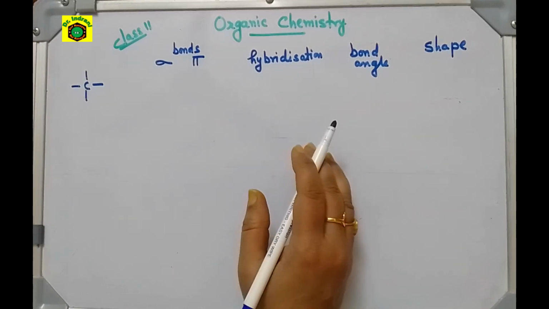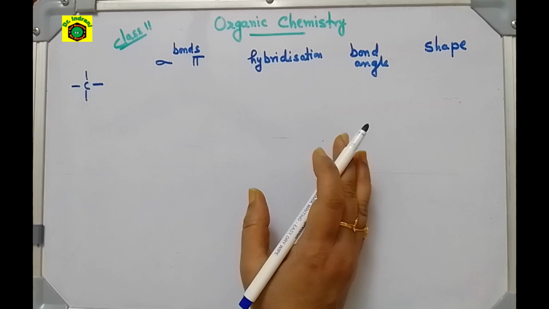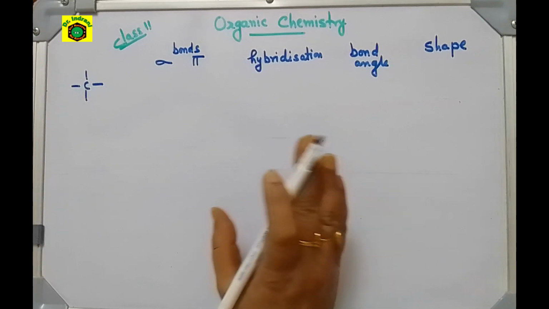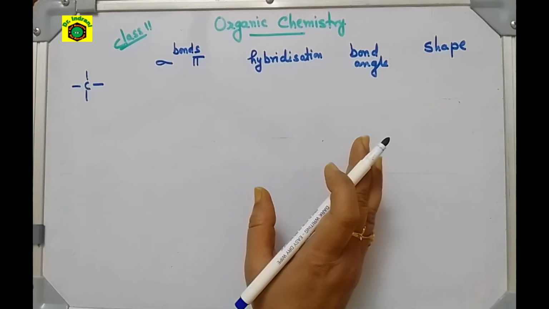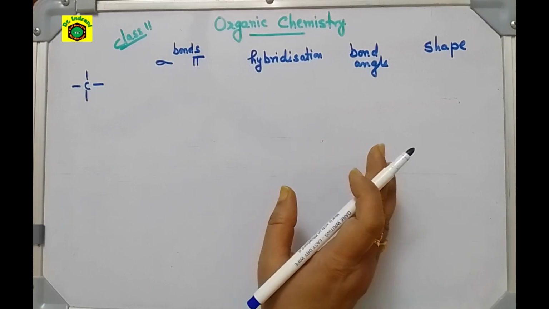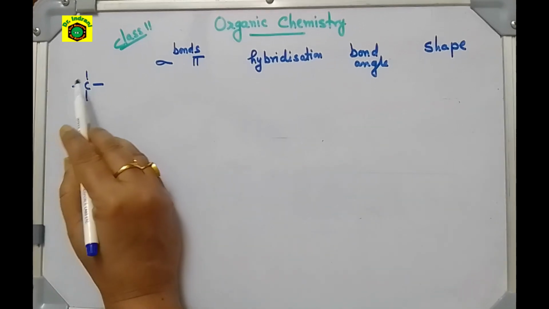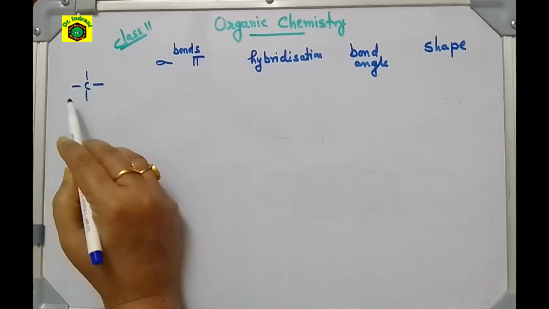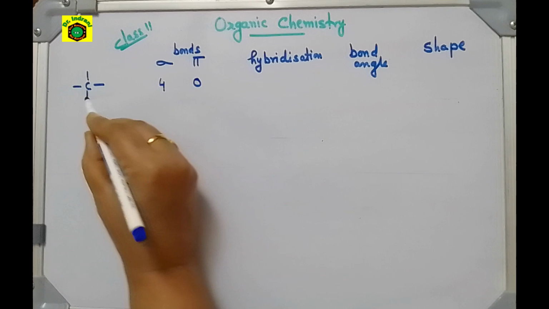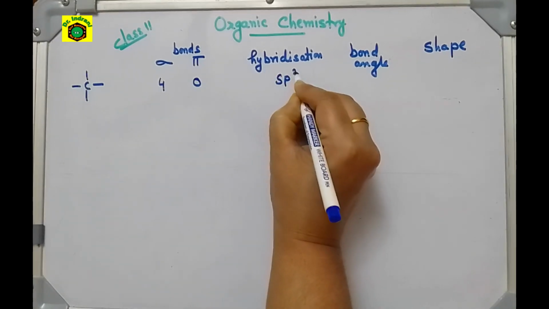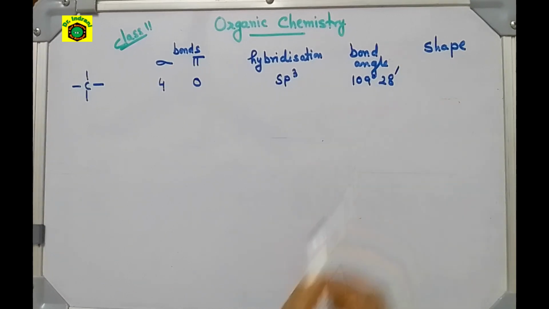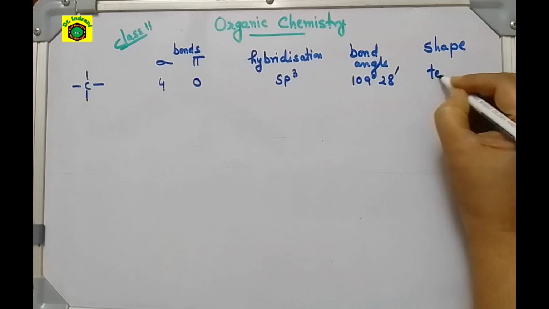Now see, in the chemical bonding chapter you have studied hybridization. What is hybridization? It is the process of mixing of orbitals of the same atom of slightly different energies, resulting in the formation of a new set of orbitals of equivalent energies. Now see, if your carbon has this type of structure, meaning it has 4 sigma bonds and no pi bonds, the hybridization of the carbon is sp3. And here bond angle is 109 degree 28 minutes and the shape of the molecule is tetrahedral.